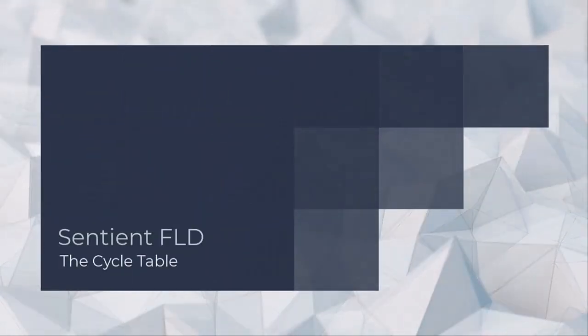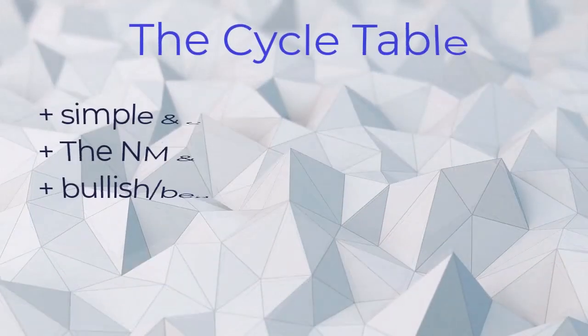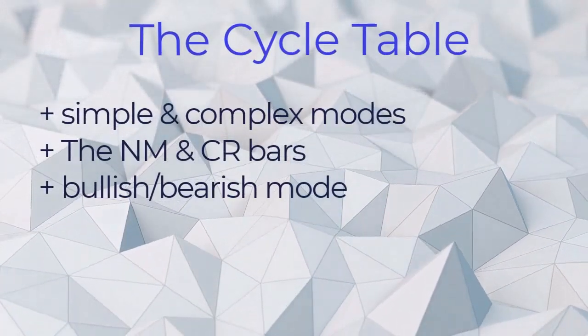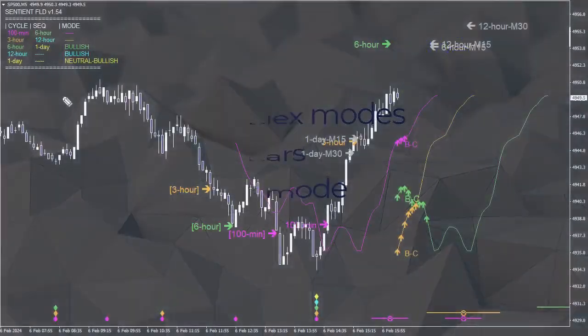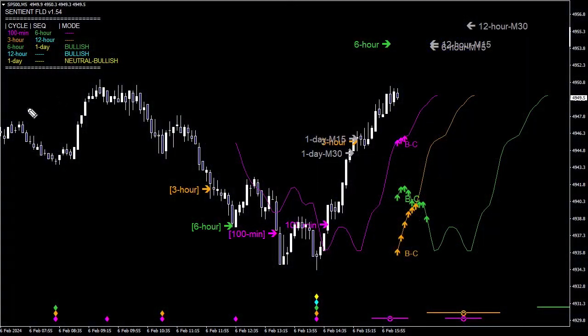Let's take a look at the cycle table, which by default is displayed at the top left-hand corner of your charts. You can move it if you like. I'll be showing you how in a moment. And you can see that this table displays in its default mode 3 columns.